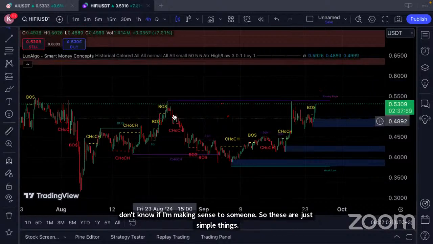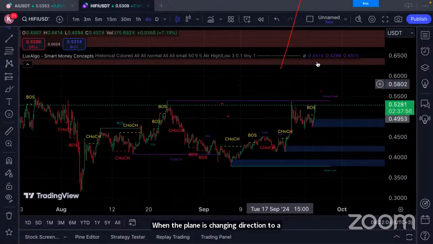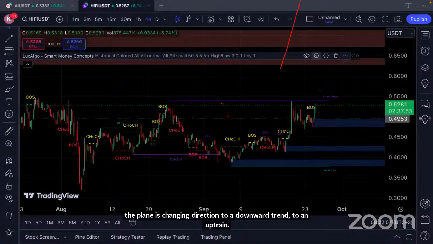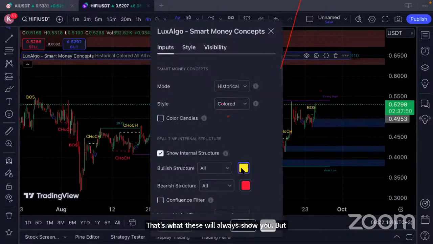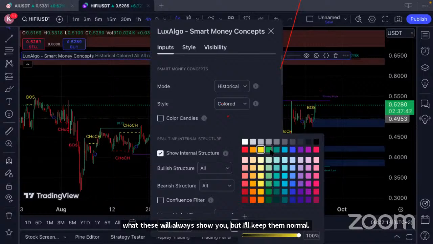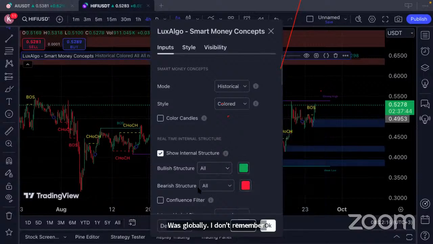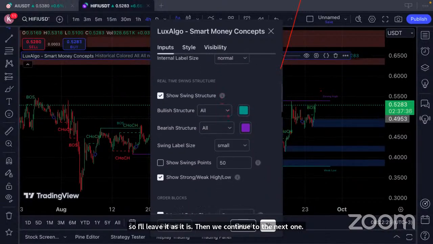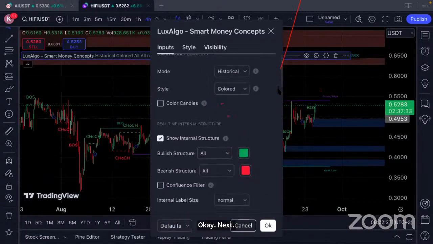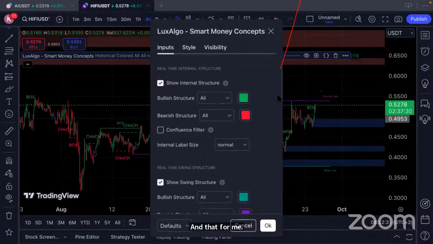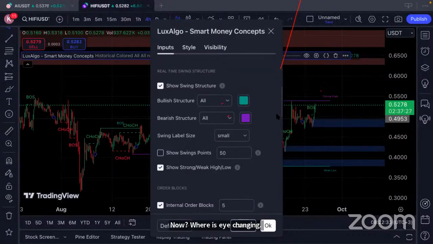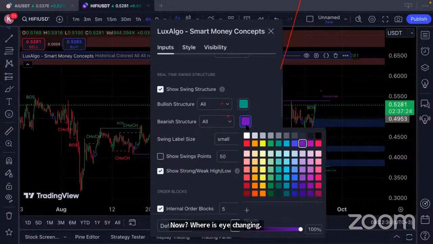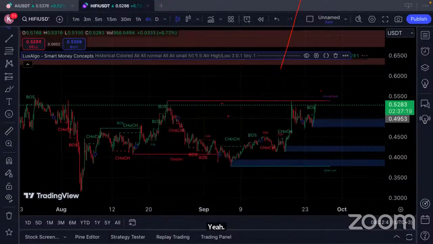When the coin is changing direction to a downward trend, to an uptrend, that's what these will always show you. But I'll keep them normal. This was blue, green, I don't even remember. Okay, so I'll leave it as it is. Then we continue to the next one. Okay, next. And for me, now where was I changing? Just a minute. Good. Okay.